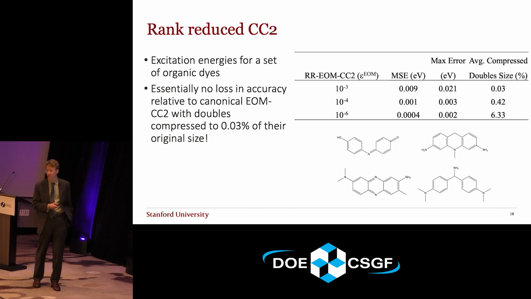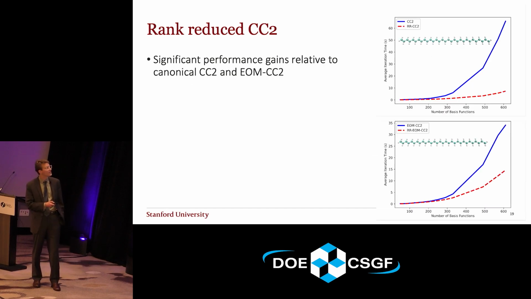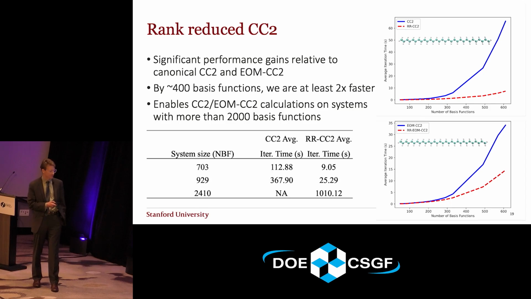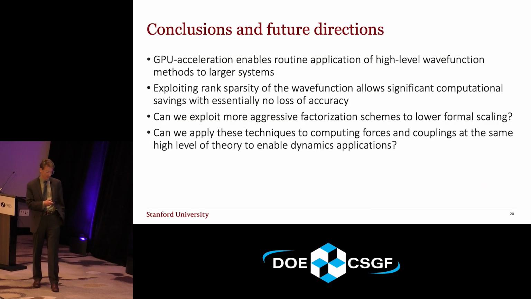This leads to significant computational benefits as we look at the scaling we get moving to longer and longer linear alkene chains here. We see that even at fairly small system sizes, so 300 to 400 basis functions, our rank-reduced implementations are two times or more faster. And we can push this to larger calculation sizes than are possible with our canonical CC2 implementation. So we can get out to systems with more than 2,400 basis functions, which is just not accessible with our canonical implementation.